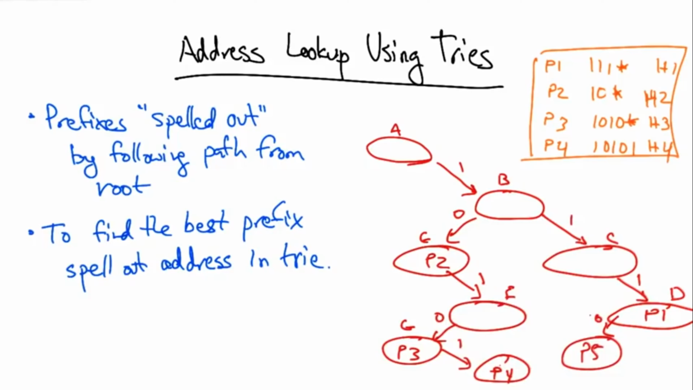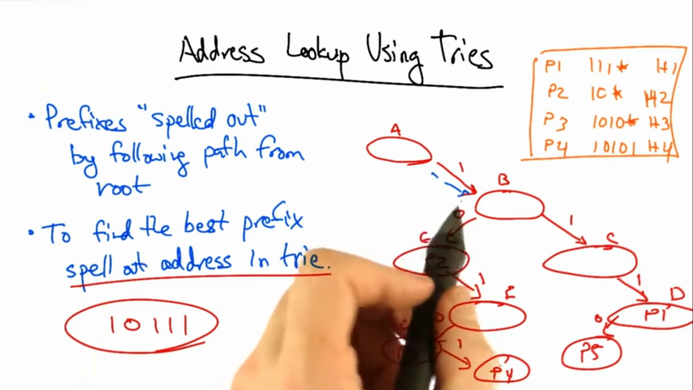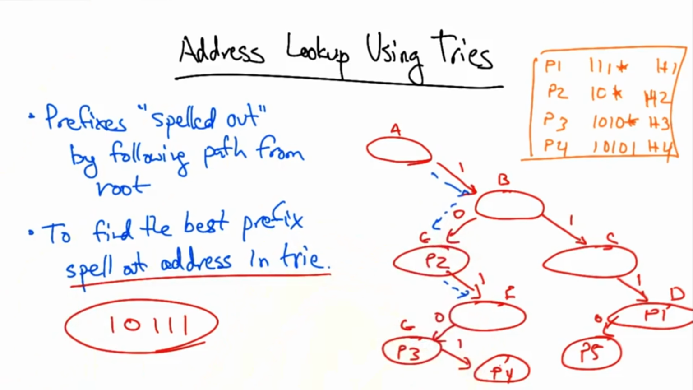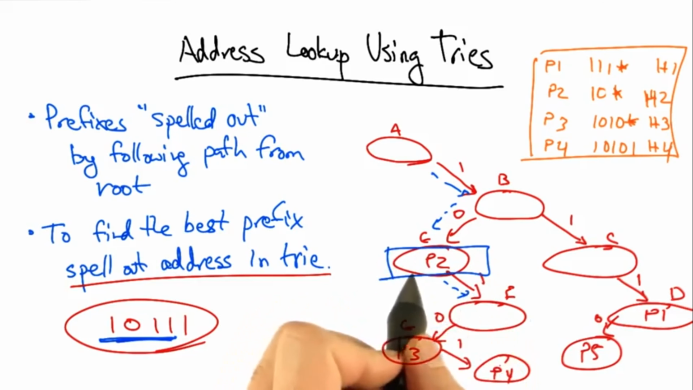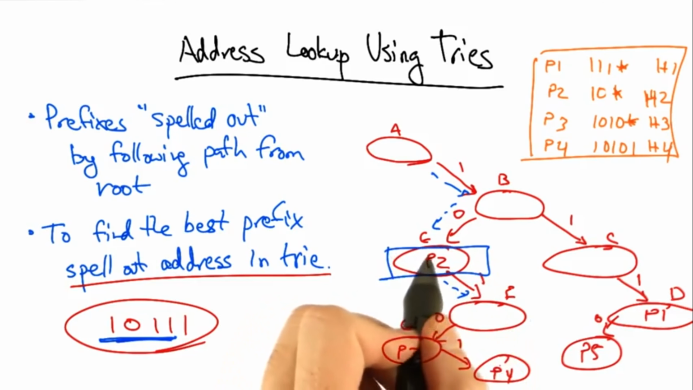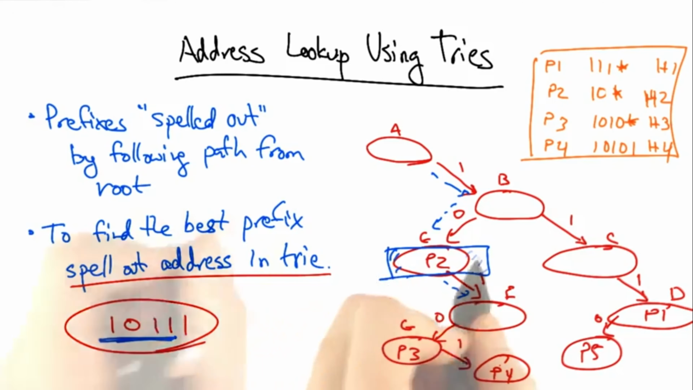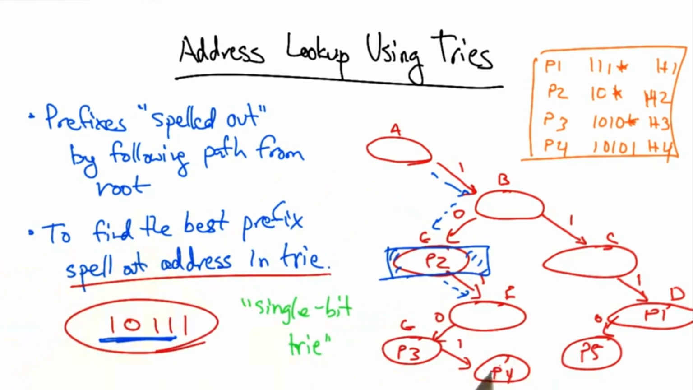Lookups are easy. So for example, let's suppose we want to look up 1, 0, 1, 1, 1. Well, all we have to do is spell this out in the trie. So we can follow 1, 0, 1, and now we see that there's no entry for 1, 0, 1, 1. So we use the entry of the last node in the tree that we traversed that has an entry, in this case, P2.